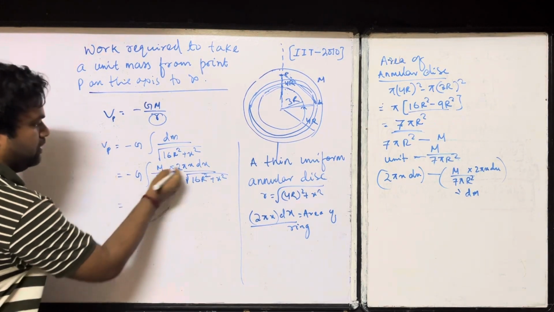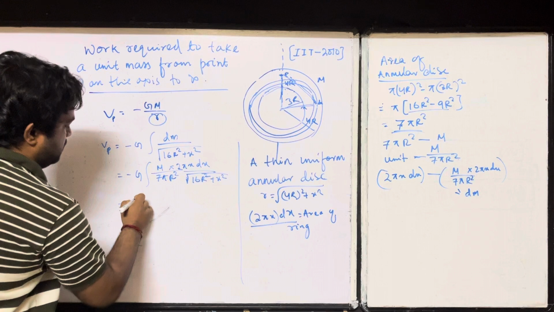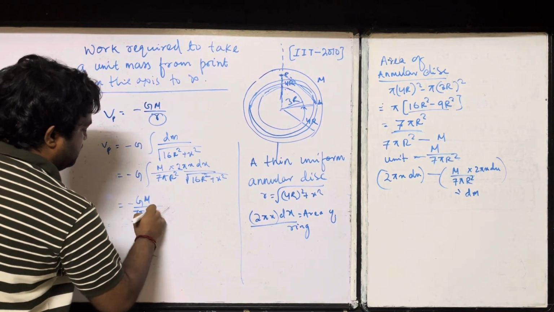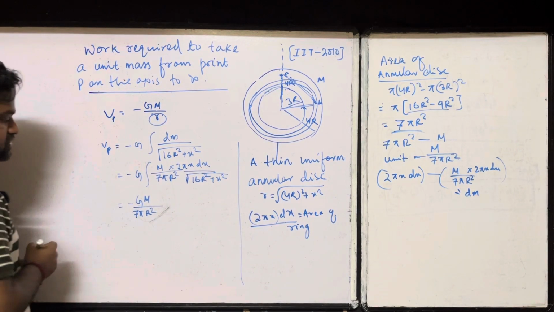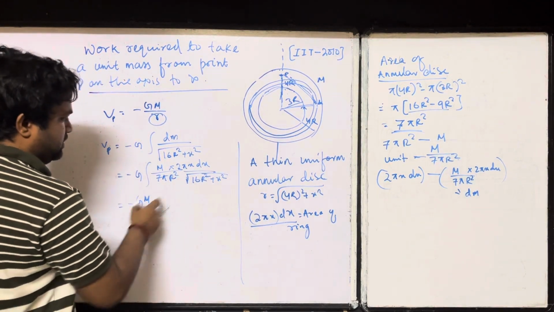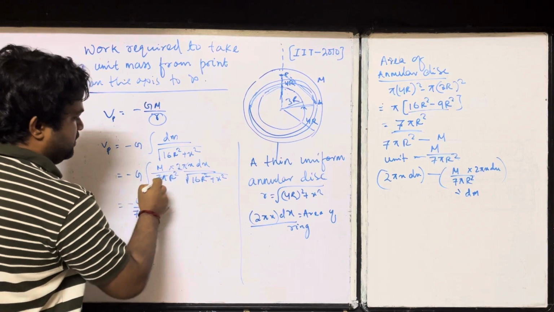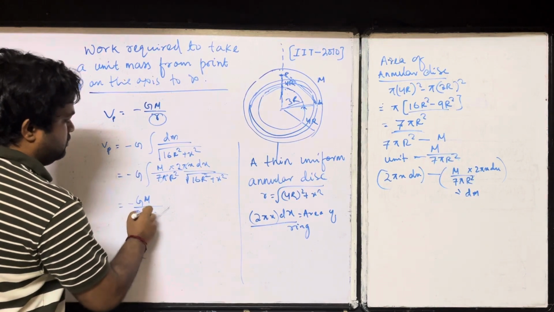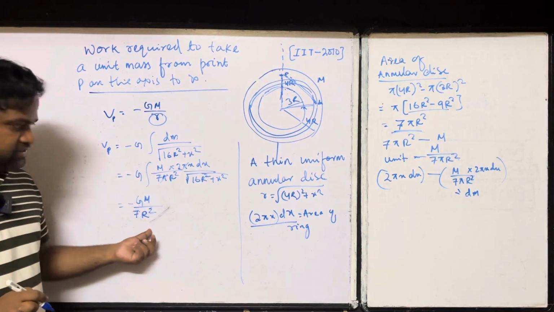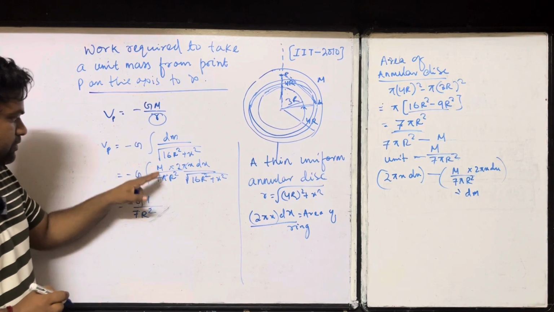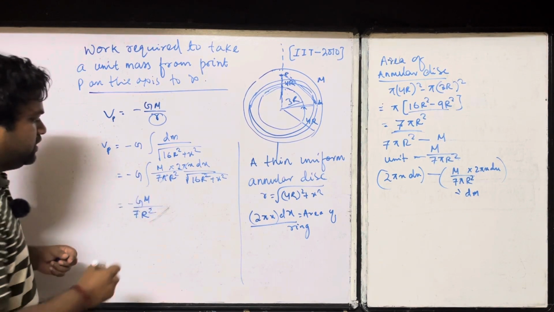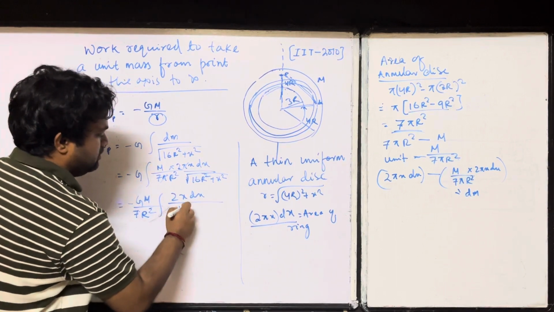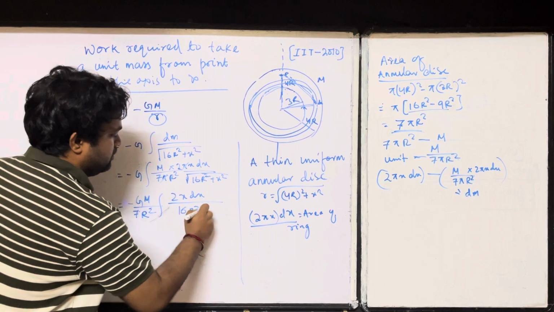Now if I take the constants outside, I will get GM by 7 pi r square. You can cancel out this pi value, so pi will be cancelled out. So GM by 7 r square, and let's keep the 2 inside, 2x dx by 16 r square plus x square.